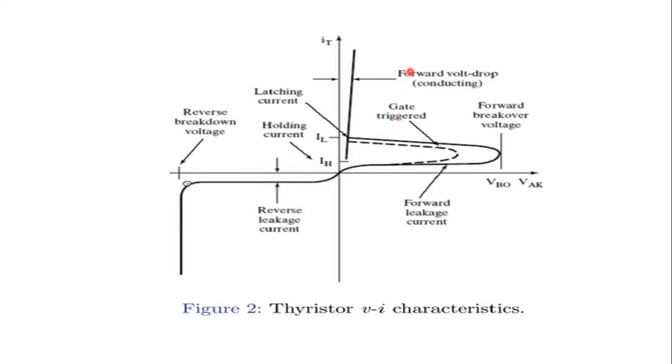Next, forward voltage drop. During conduction time, a small amount of voltage drops across the device. That voltage is called forward voltage drop. And next, reverse breakover voltage. It is the voltage required to turn on the device during reverse bias condition. How much voltage is required is called reverse breakover voltage. Okay.